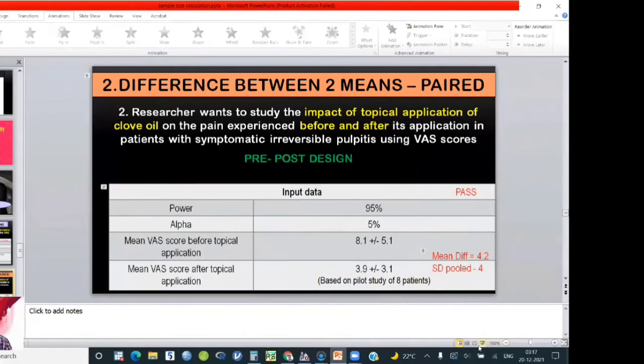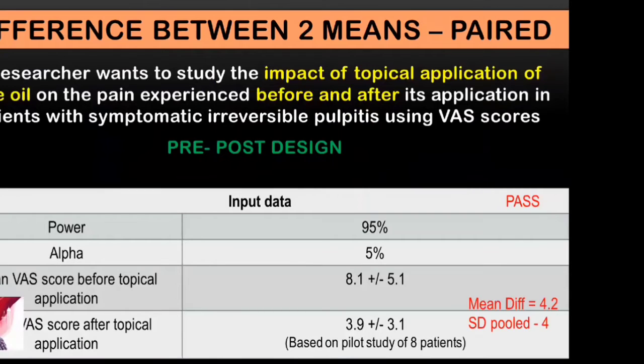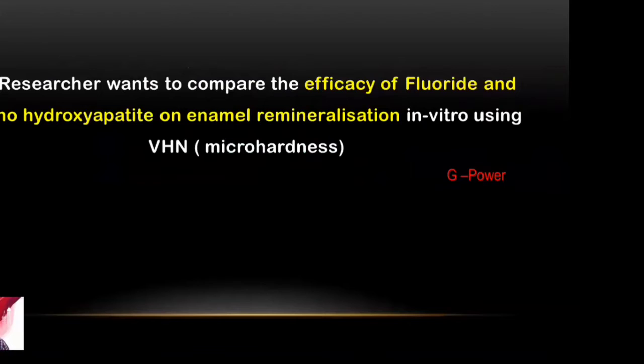Now the next scenario is, now the researcher wants to compare. It's an in vitro study. Majority of us are doing an in vitro study, so I am giving an example for in vitro study. Researcher wants to compare the efficacy of fluoride and nanohydroxyapatite on enamel remineralization in vitro using Vickers hardness number.